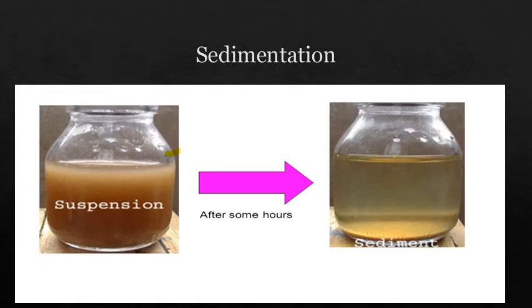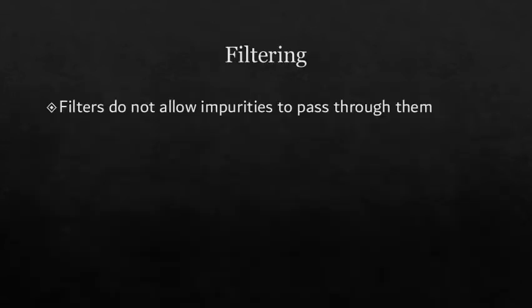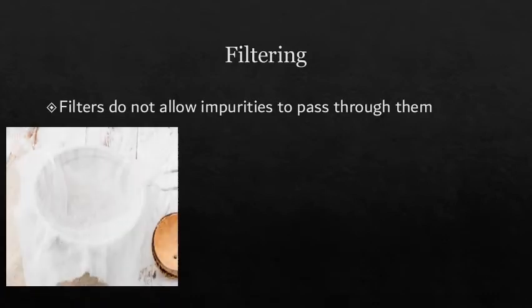This is the first process, that is the sedimentation. Next, we have filtering. We can clean the water by filtering it and separating the pollutants. Pollutants means whatever impurities are present in the water, they are called the pollutants. So you have to clean the water of those impurities. So we use different processes of filtration. Filters do not allow impurities to pass through them.